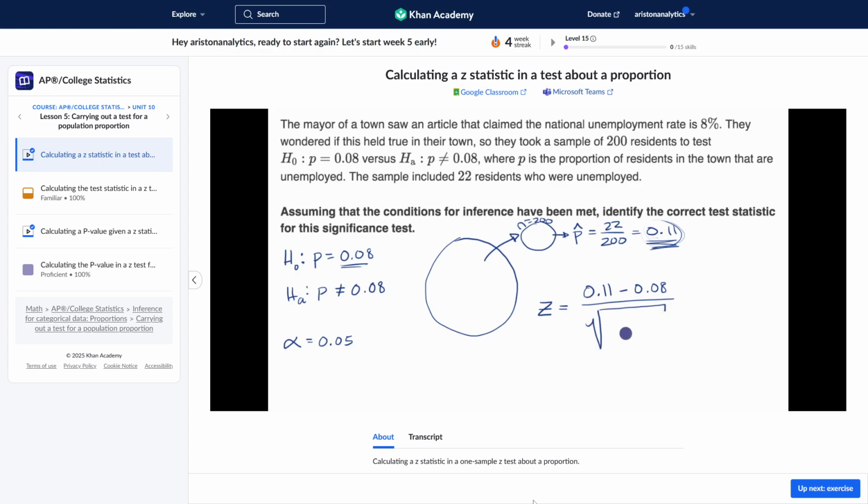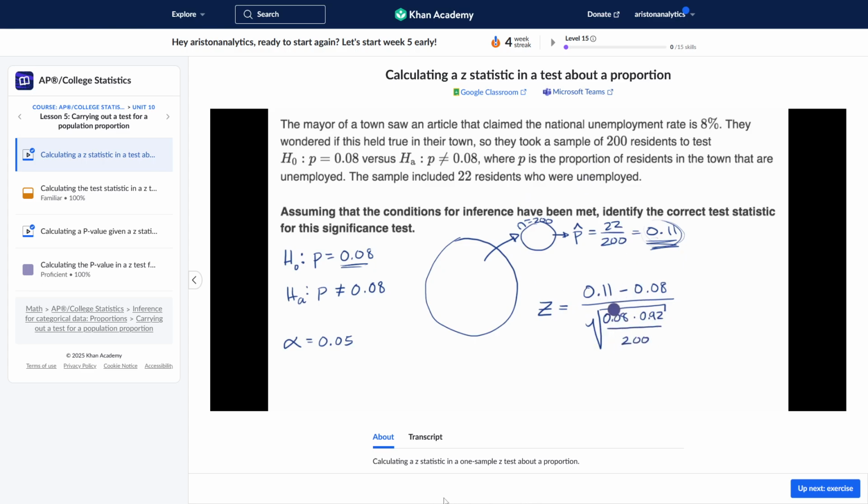Remember, sometimes we say we don't know what the population proportion is, but here we're assuming a population proportion. So we're assuming it is 0.08, and then we'll multiply that times 1 minus 0.08. So we'll multiply that times 0.92. And this comes straight from, we've seen it in previous videos, the standard deviation of the sampling distribution of sample proportions. And then you divide that by n, which is 200 right over here.